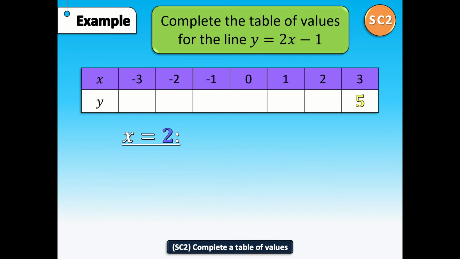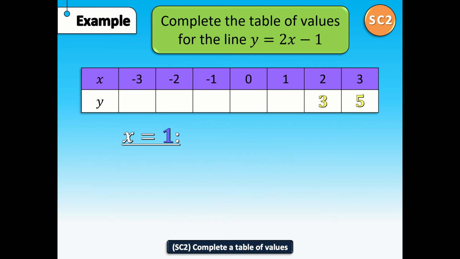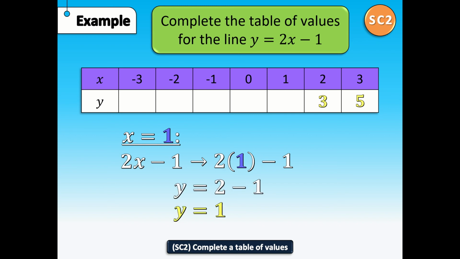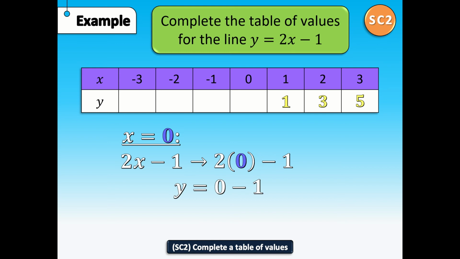When x equals 2, 2 times 2 is 4, take away 1 is 3. When x equals 1, 2 times 1 is 2, take away 1 is 1. When x equals 0, 2 times 0 is 0, take away 1 is minus 1.